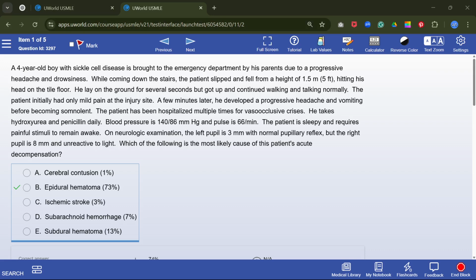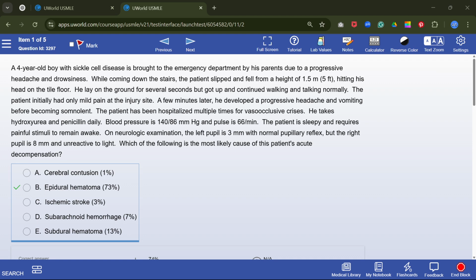Now again look at this question, the 4-year-old boy with sickle cell disease. Now look at the gist portion. The patient is sleepy and requires painful stimuli to remain awake. So consciousness is deteriorating. On neurological examination, the left pupil is 3 millimeters with normal pupillary reflex, but the right one is 8 millimeters, unreactive to light. So there is involvement of the third cranial nerve.